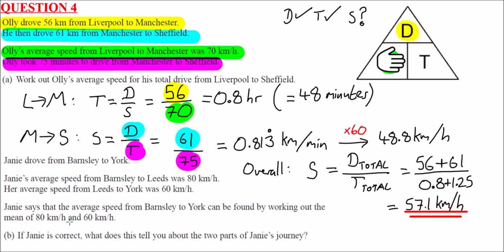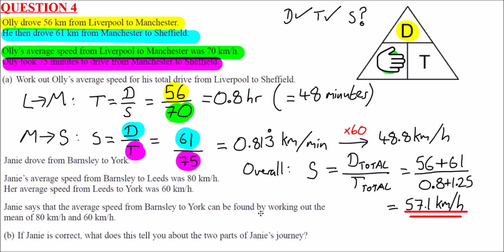So if she's correct, what does that tell you about the two parts of her journey? If you can average these out with equal weighting, what it's saying is she must have spent an equal amount of time going from Barnsley to Leeds as she did going from Leeds to York. So this part of the journey from Barnsley to Leeds must have been the same amount of time as from Leeds to York.